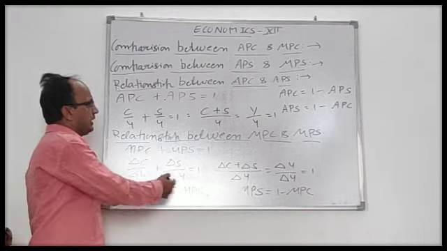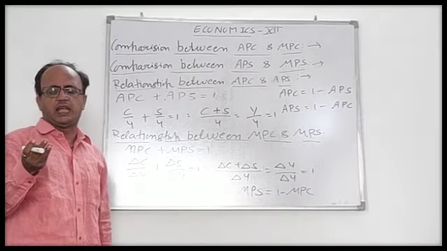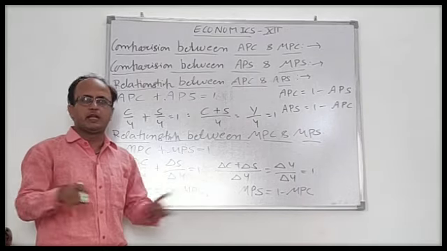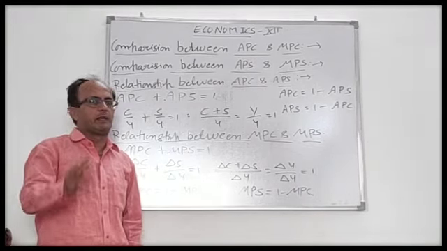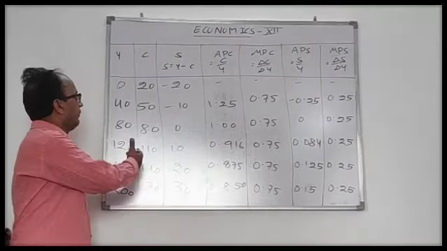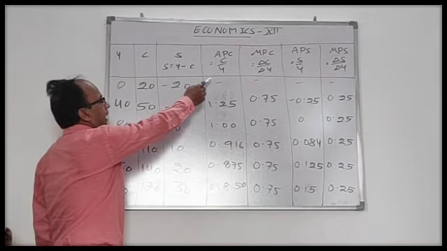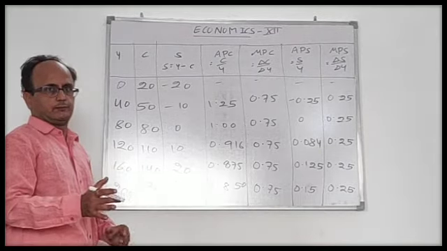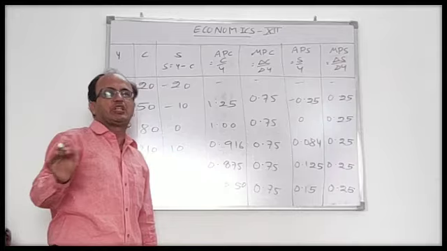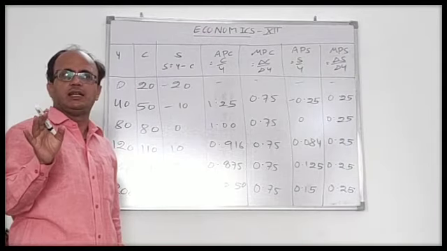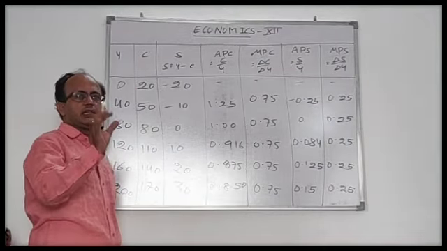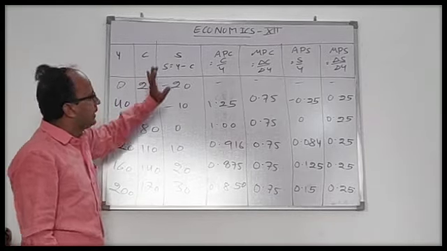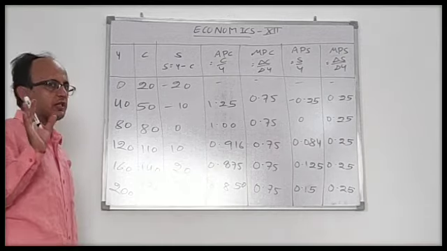Okay. Now we see the relationship between APC, APS, MPC and MPS with the help of schedule. हम इसके लिए शेड्यूल बनाएंगे, टेबल बनाएंगे और इसके रिलेशन को एक्सप्लेन करेंगे. It is the same table which we studied in ADS, aggregate demand, aggregate supply, or consumption and saving function. All figures of income, consumption and saving are given in rupees crore.